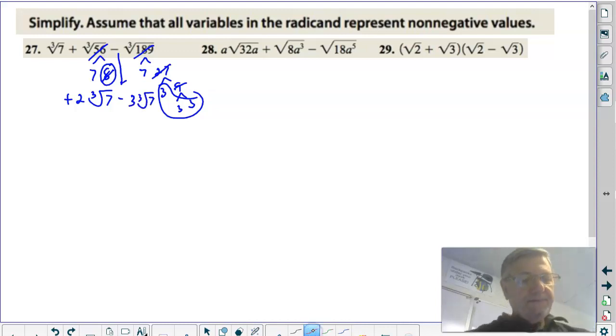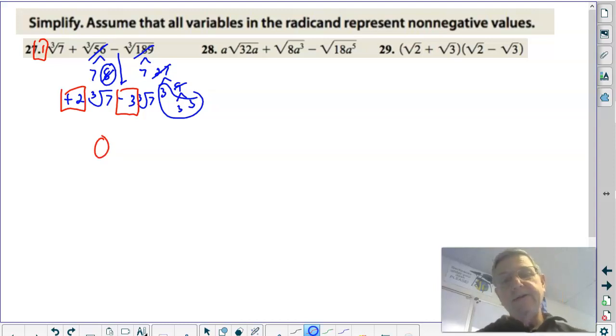So now watch. 1 of them plus 2 of them is 3 of them. 3 of them minus 3 of them leaves none of them. And none of them is none. 0. The answer to 27 is 0. And that's the work to the problem. All right? Is there work to it? You better believe there's work to it. That's the work to it.